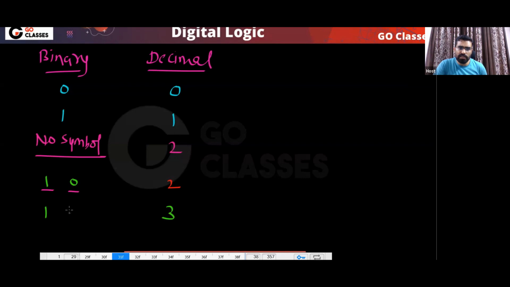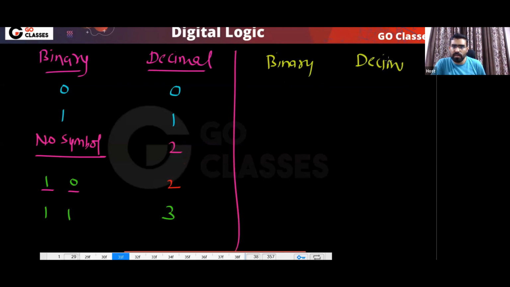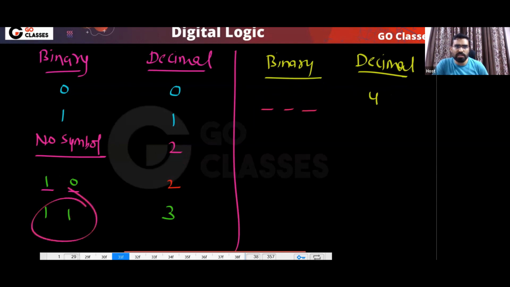If I want to count 3, I can do this. Next, am I running out of the symbols? Yes, again I am running out of the symbols. If I want to count 4 apples, I will have to use one more symbol because I am running out of symbols. So I will do 1, 0, 0. Then if I want to count 5, very simple, 1, 0, 1.